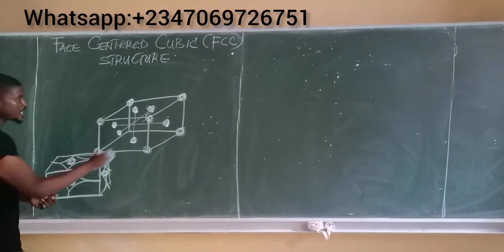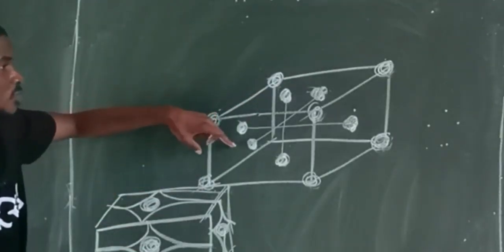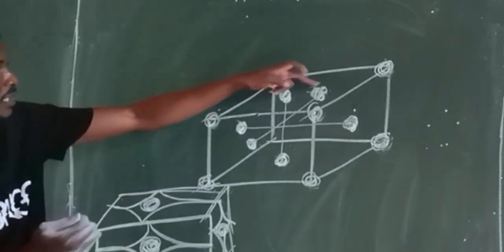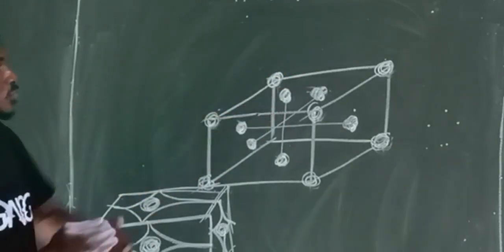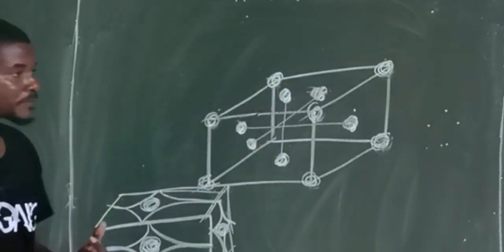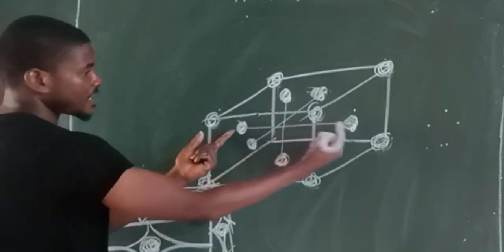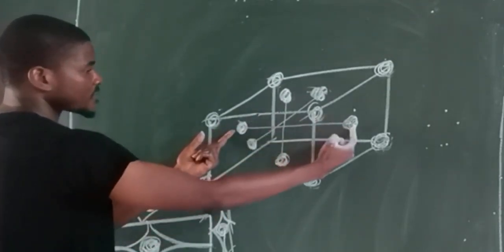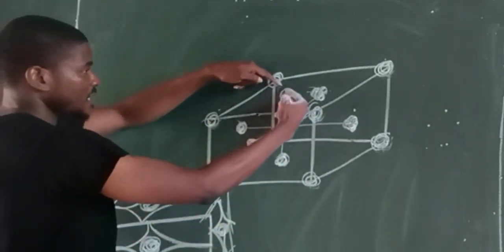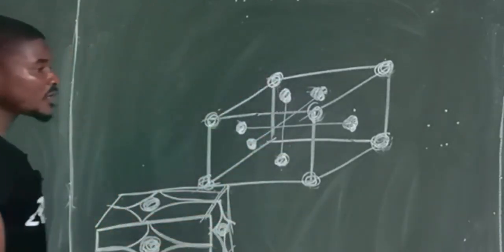Now, these corner atoms are actually being shared. The one on this face and the one on this face is not completely one atom. We have two atoms which are sharing, which means this is bringing half and this is bringing half. Both of them together make up a complete atom. These other atoms on this face are also sharing, so both of them give us one atom. Same thing with this other central atom. This and this are also sharing, so both of them make one complete atom.